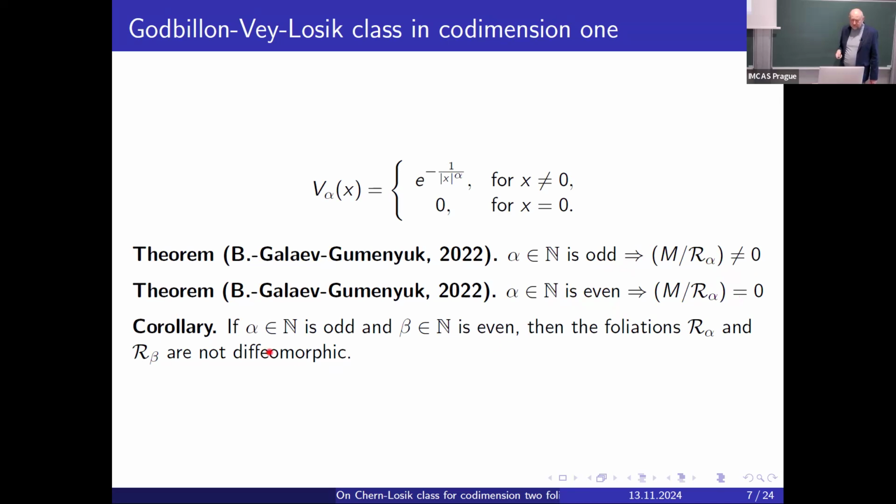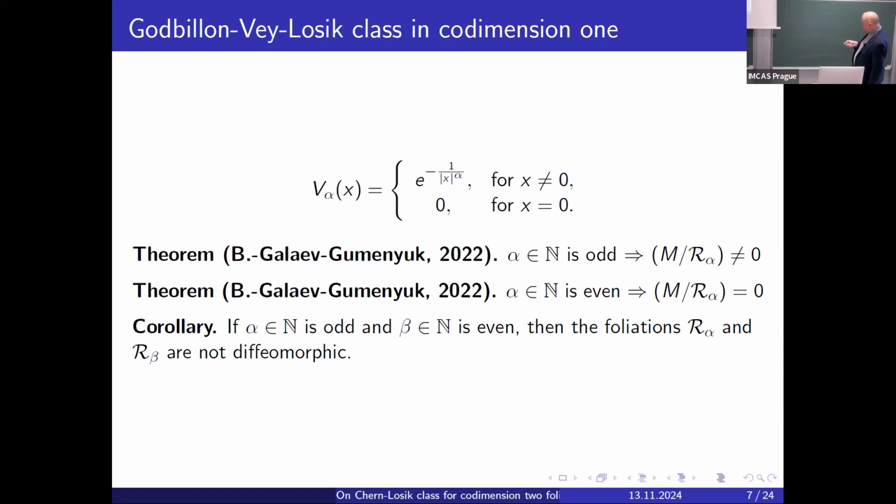And moreover, we can take two Reeb foliations, and because they are two solid tori, if you glue two solid tori over the compact torus, we can get the three-dimensional sphere. And so we have a foliation in the three-dimensional sphere. We also proved with Anton Galaev and Pavel Gumenyuk that if alpha is odd and beta is even, then these foliations are not diffeomorphic.